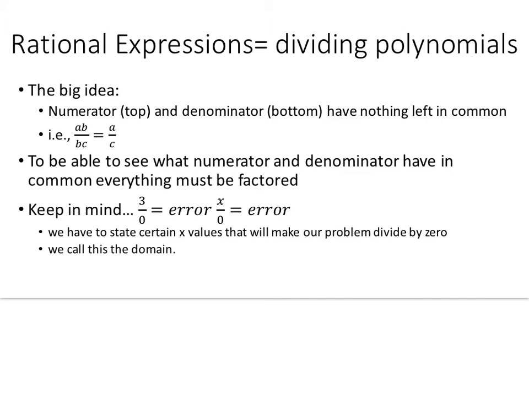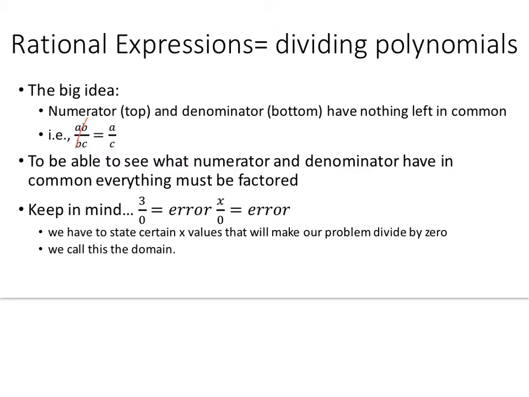The first thing you need to know about rational expressions is it really just means I'm dividing polynomials. The big idea of what we're doing today is that your numerator, the top of the fraction, and the denominator, the bottom of the fraction, we don't want them to have anything left in common. Just by showing this little idea over here, if I have a times b on top, and I have b times c on bottom, since there's b on both top and bottom, I go ahead and cancel them out, and I'm just left with a over c.